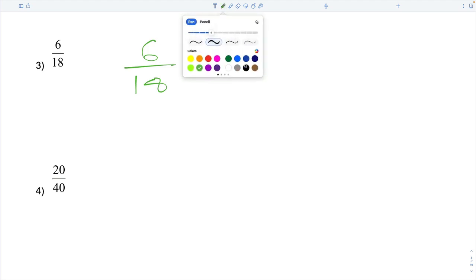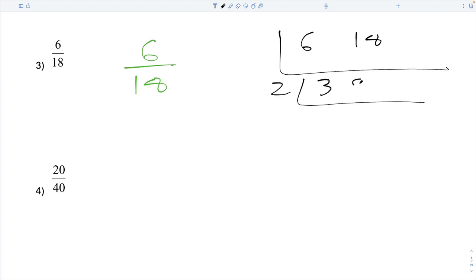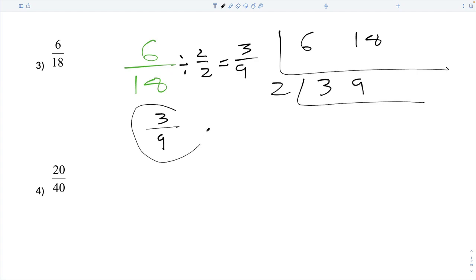So I have 6/18. I'm doing the birthday cake method, and I know you can divide by 2. I get 3/9, and I take that to my problem and say the answer is 3/9. What's my blender if I stopped here? Jenica. So 3/9 is simpler than 6/18, but it's not the simplest.